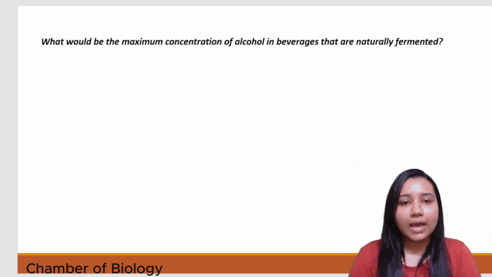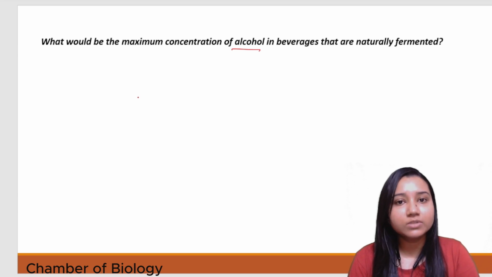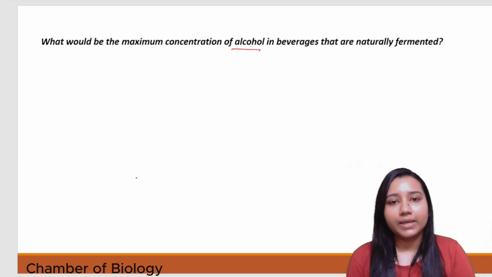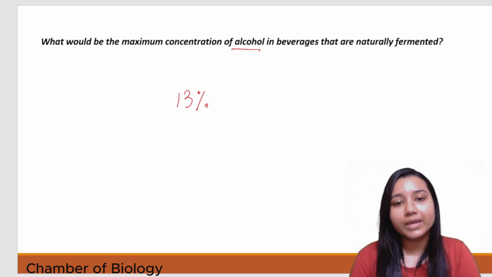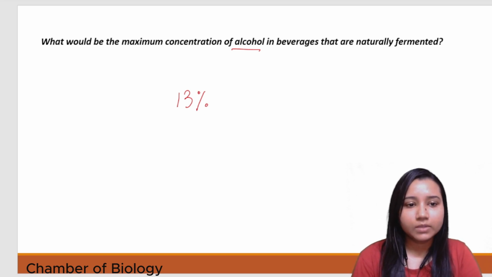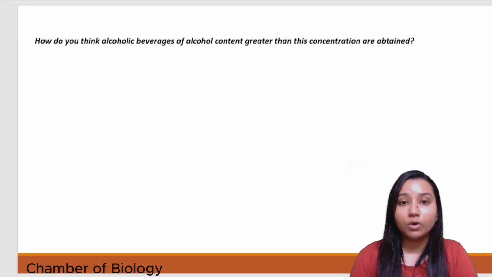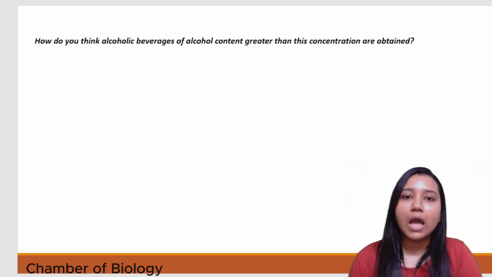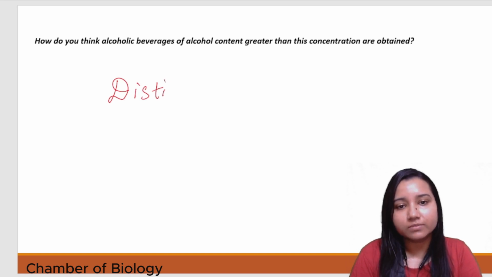So students, I have another question. What is the maximum concentration of alcohol? In the alcohol fermentation that we have studied, we are using yeast. But yeast are going to poison themselves after about 13% concentration. So the naturally fermented alcohol we get is just 13%. Now, what about whiskey? The beer ones have a low percentage of alcohol. But if we want to make a higher percentage of alcohol, how can we do that? For that we have to do distillation.